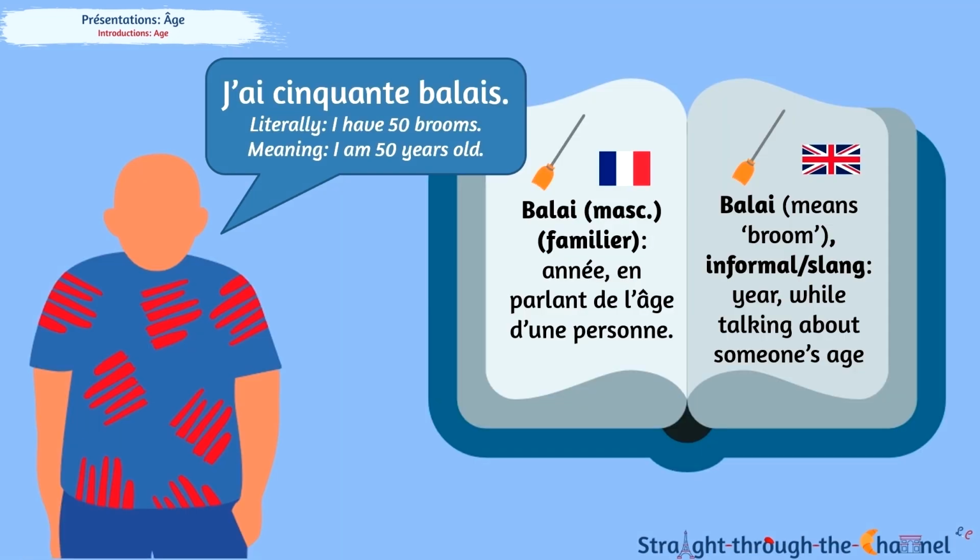Just in case you're interested, we use the word balai, broom, to talk about our age in a very informal context. So if someone tells you, j'ai 50 balais, it does not mean they own an unusual amount of brooms, but that they are 50 years old.